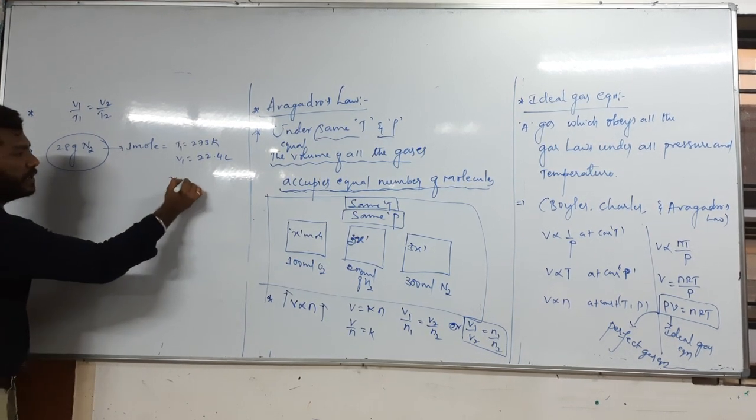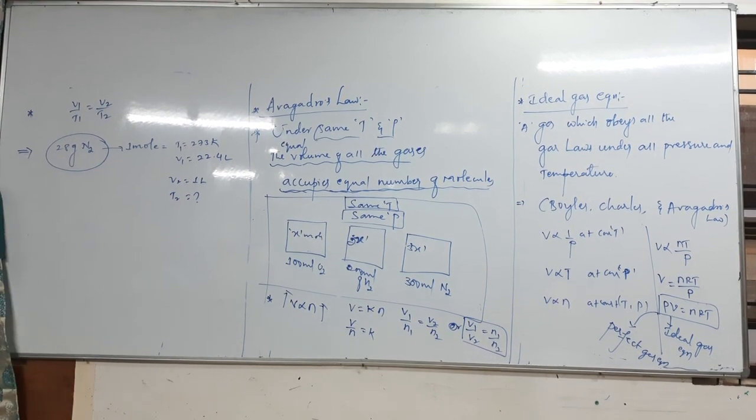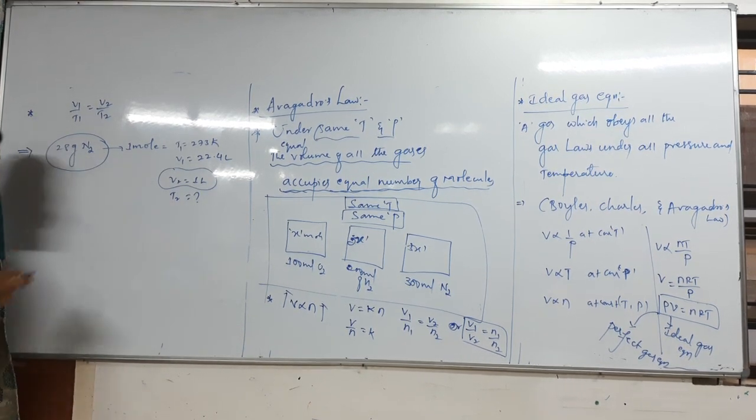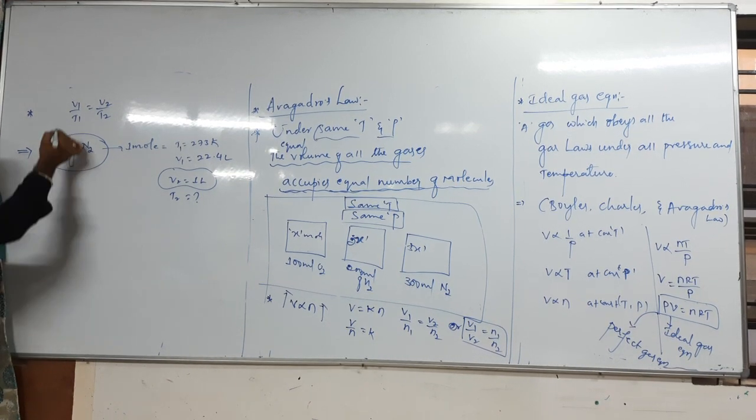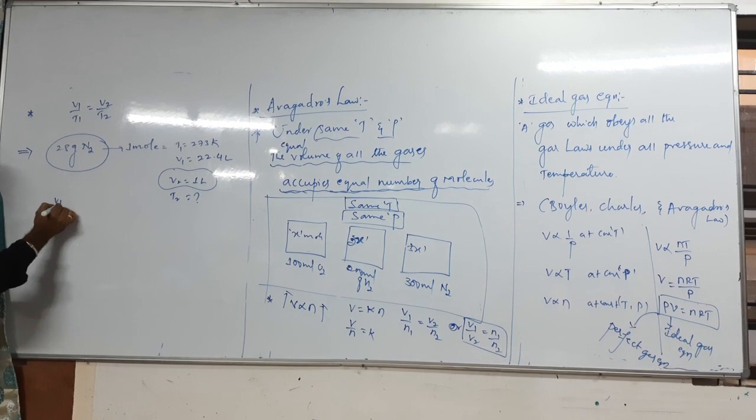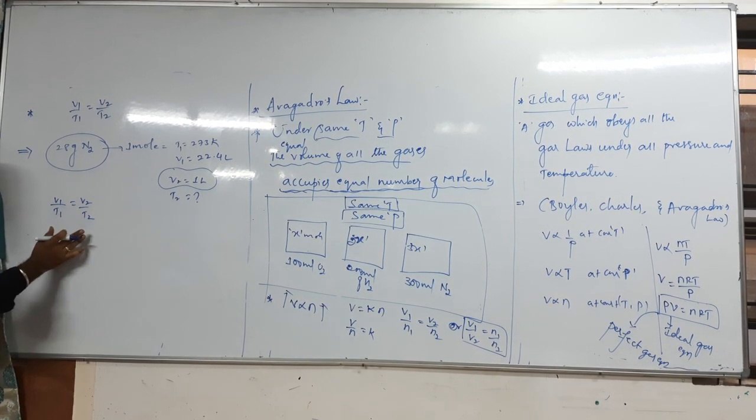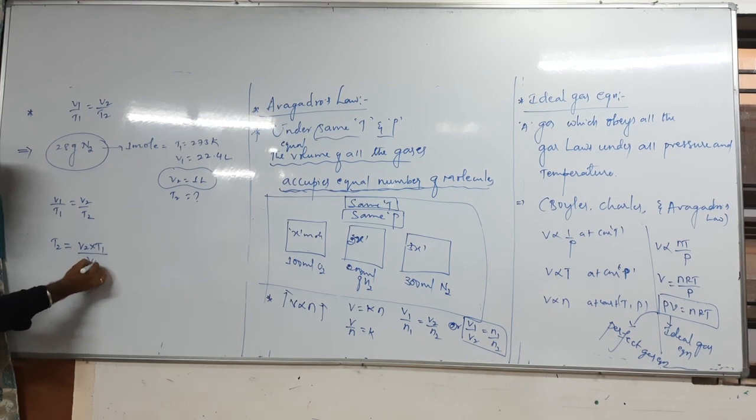V2 is given, right? V2 is 1 liter, and T2 we must calculate. They asked at what temperature that volume of gas would occupy 1 liter, so we have to find out that temperature. The equation is V1 divided by T1 equals V2 divided by T2. Since we have to calculate T2, T2 equals V2 T1 divided by V1.